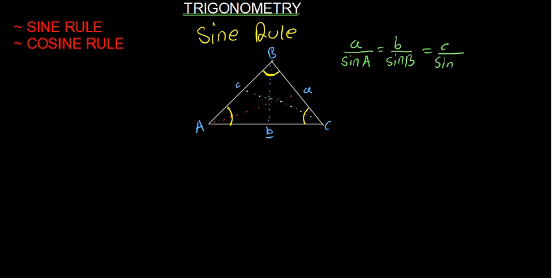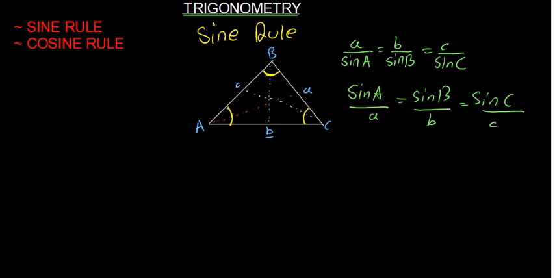Even if you see it somewhere, or you want to try it out, you can put the angle on the numerator and the side on the denominator. You say sine B over b is equal to sine C over c. It's still one and the same thing.